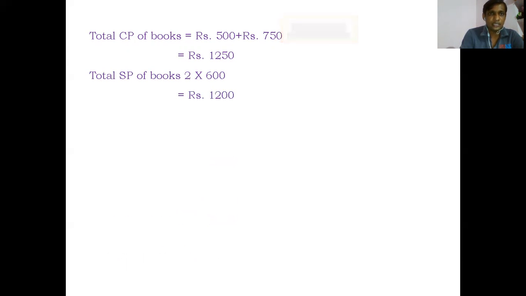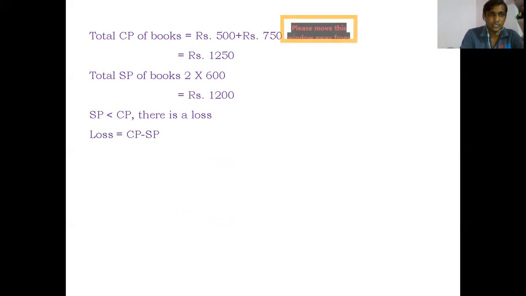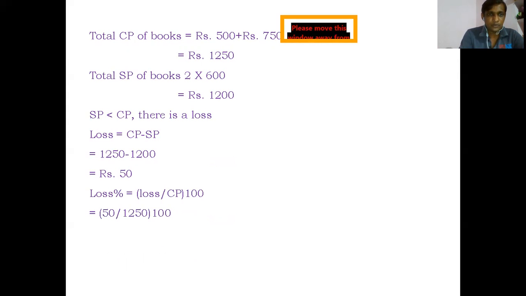Now here SP is less than CP, then the person is getting a loss. Loss is equal to CP minus SP. That's equal to 1250 minus 1200, is equal to 50 rupees. The person is getting 50 rupees loss. Now loss percentage is equal to loss by CP into 100. That is 50 by 1250 into 100. After simplification, I'll get 4% loss. That means Naresh is getting a loss of 4% on the overall transaction.